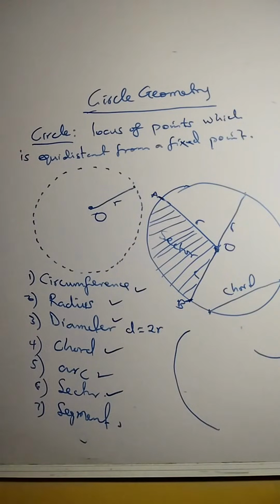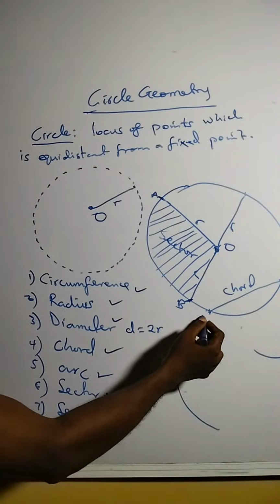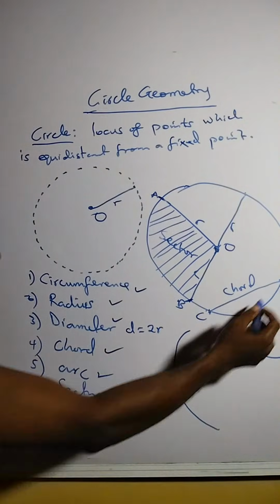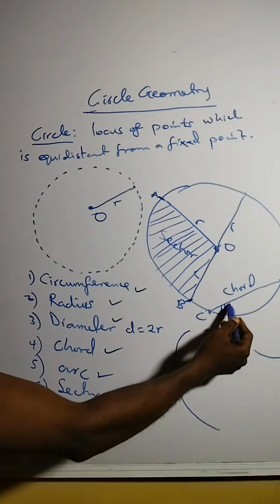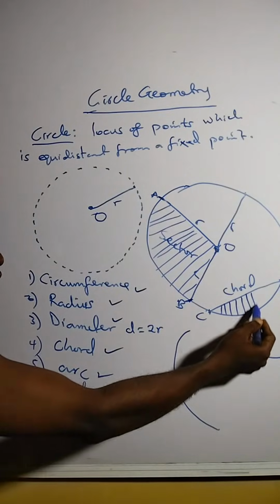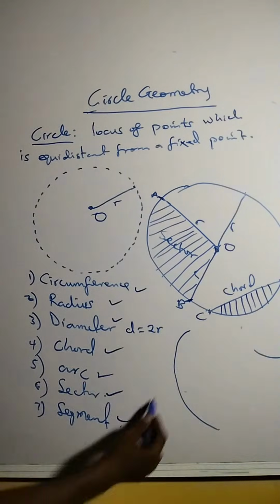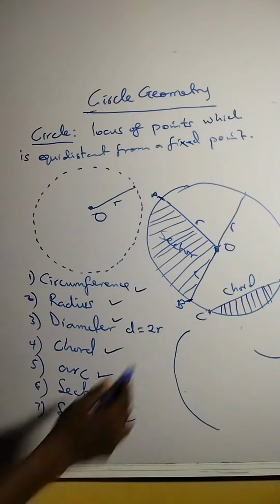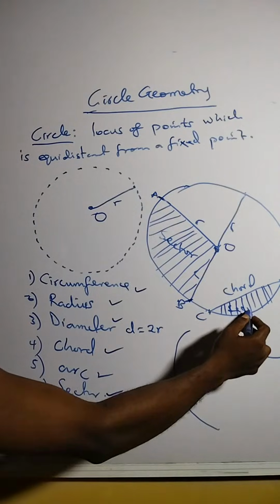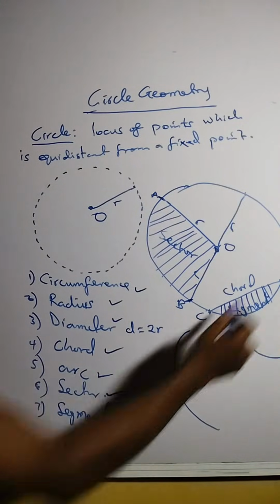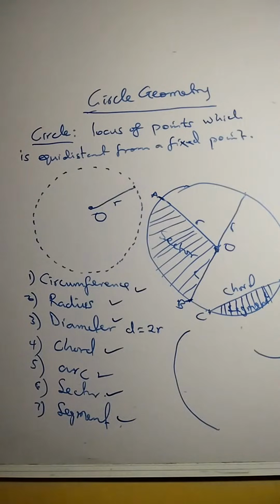A segment is a region that is bounded by a chord and an arc. So let's say this is a chord, let's say CD. This chord and this arc, this region here is what is called a segment. So that's a segment bounded by this chord and this arc. It's also a minor segment there because it's small.